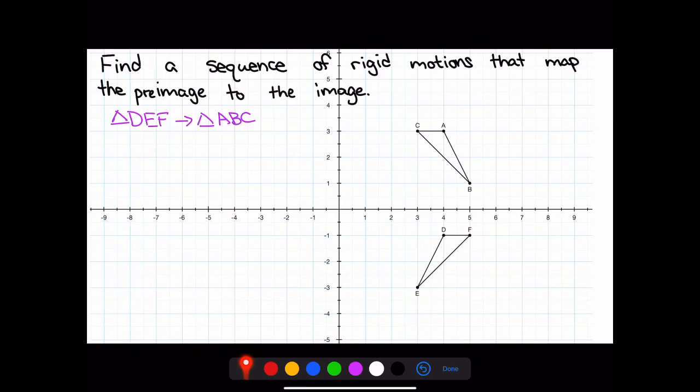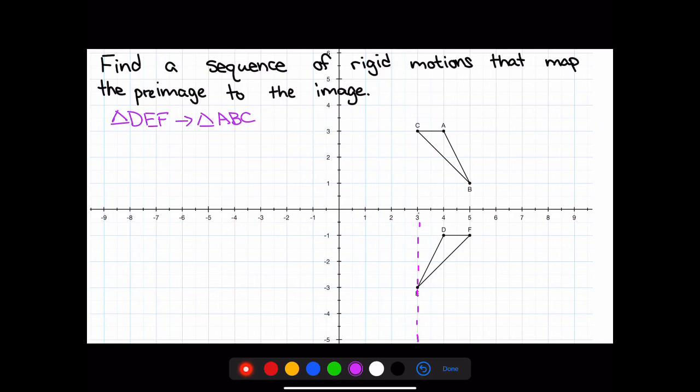All right, this is our final one before we do our challenge problem. So find a sequence of rigid motions that maps the pre-image, triangle DEF, to its image, triangle ABC. All right, go ahead and pause the video if you need to, and then jump back in whenever you're ready. So for this one, I'm going to take triangle DEF, and I'm first going to notice that the orientations are different, meaning that I must do a reflection or rotation. In the case of DEF, I'm going to go ahead and do a reflection.